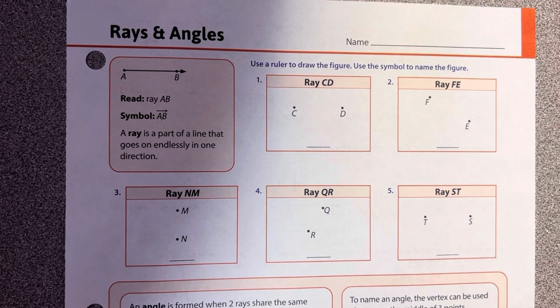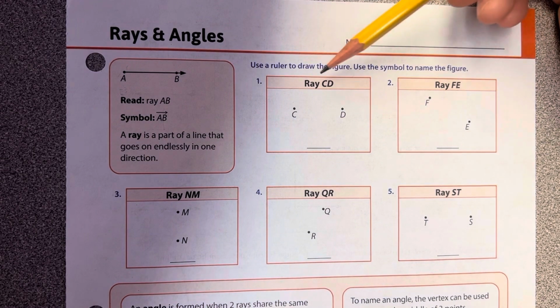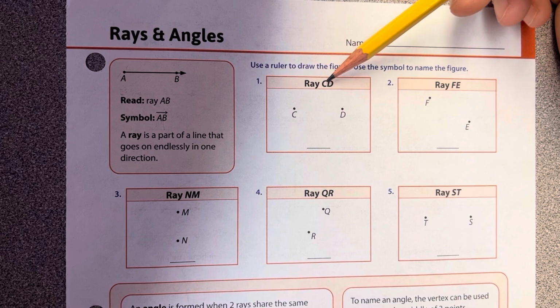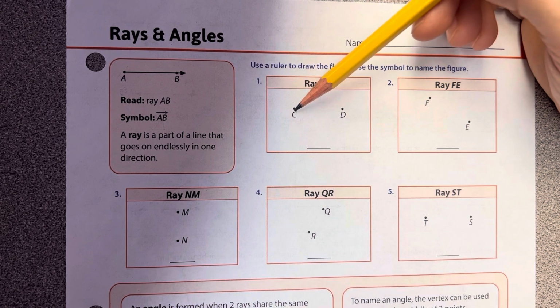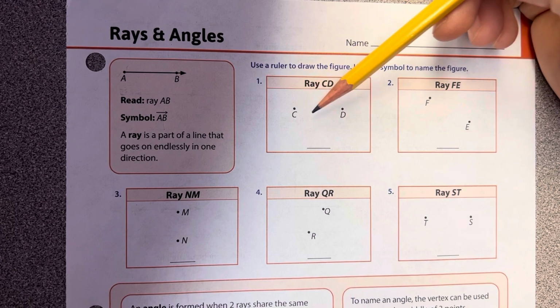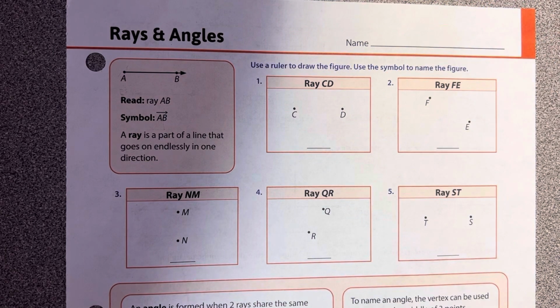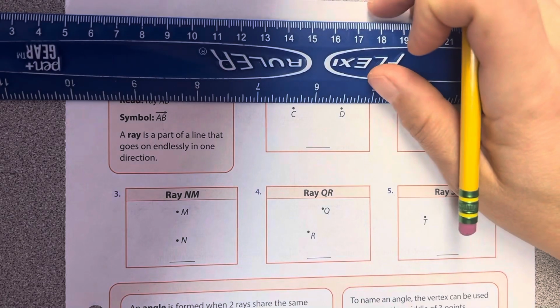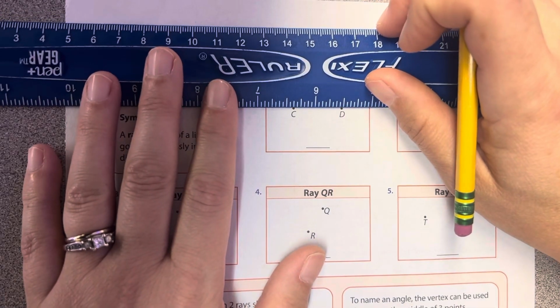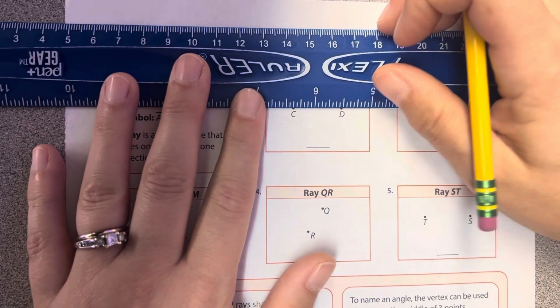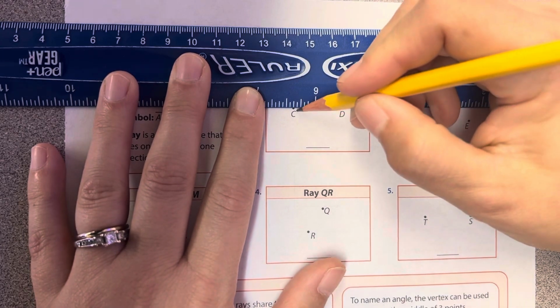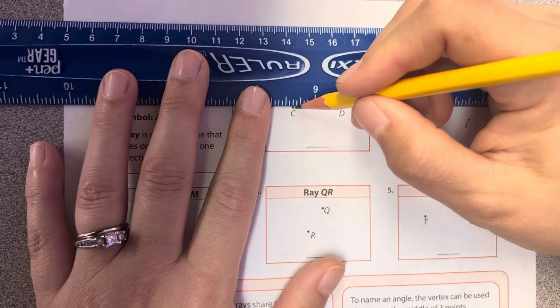And we're going to use our ruler to draw the figure, and then we're going to use the symbol to name the figure. So the first thing we're going to do is look here, and it says that we're going to draw a ray CD. Since C is listed first, that means C is where I will start, and D is what I will go through. So that I can see the dots and the letters, I'm going to put my ruler just above those dots. Maybe a little higher.